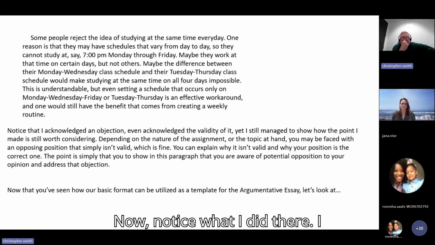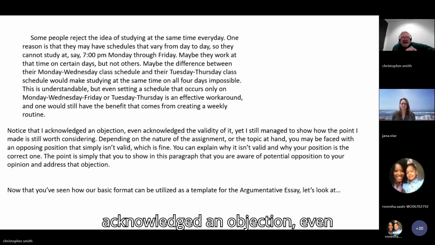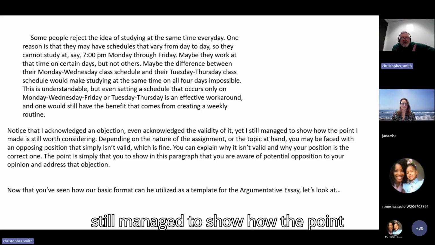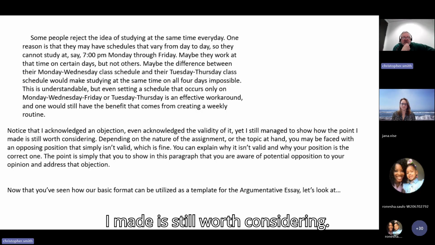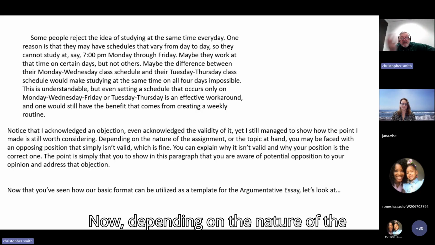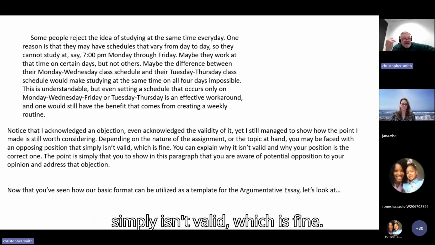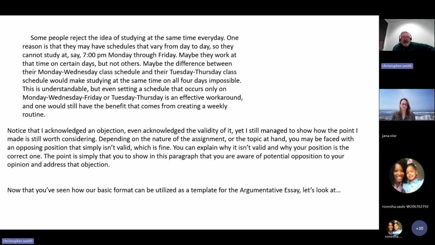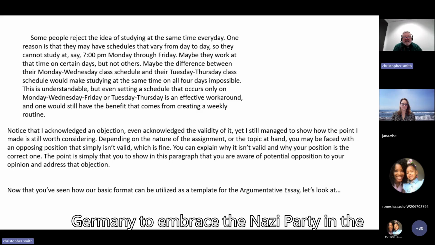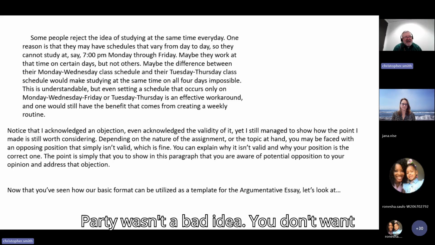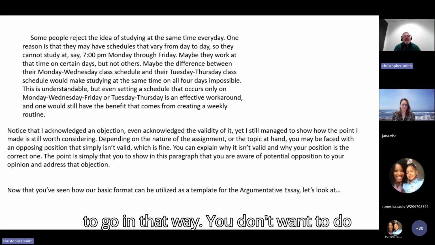Now notice what I did there. I acknowledged an objection, even acknowledged the validity of it, yet I still managed to show how the point I made is still worth considering. Now, depending on the nature of the assignment or the topic at hand, you may be faced with an opposing position that simply isn't valid, which is fine. I mean, if you're arguing that it was wrong for Germany to embrace the Nazi Party in the 1930s, like some people think the Nazi Party wasn't a bad idea, you don't want to go in that direction. You don't want to do that.